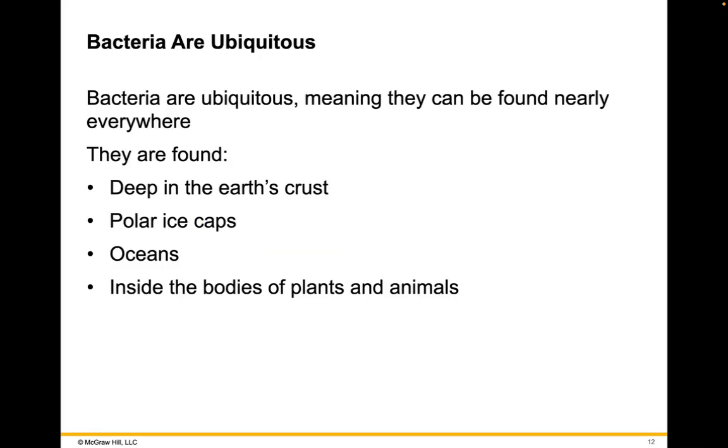Bacteria are ubiquitous. And what that just means is they are found nearly everywhere. We see bacteria found in the Earth's crust, in polar ice caps, in volcanoes, in oceans, inside you, inside plants, and even other animals.